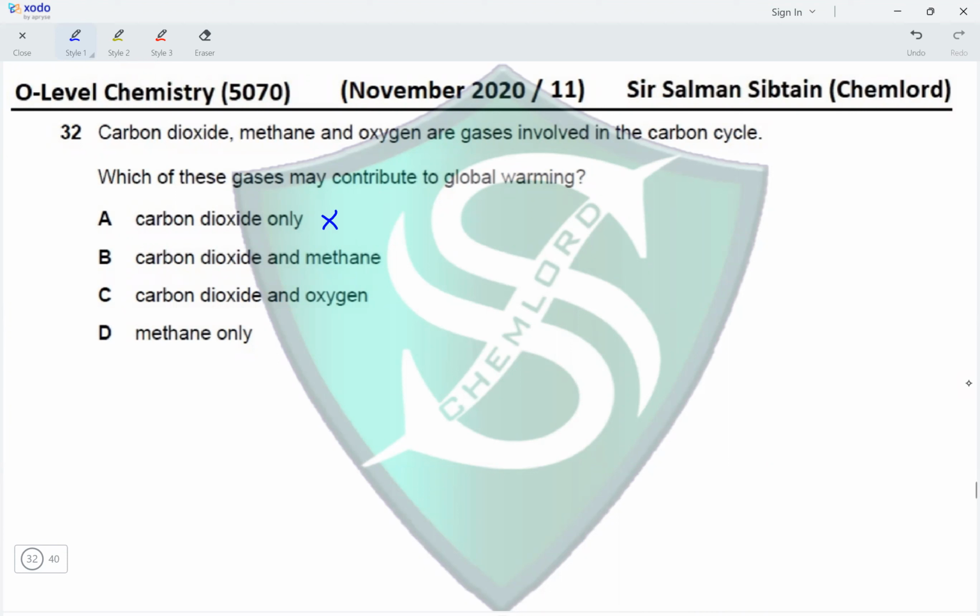No, include methane. B says carbon dioxide and methane. Yes. C says carbon dioxide and oxygen. Oxygen is not. And D says methane only. Carbon dioxide is missing here. So the correct option for this question is option B.